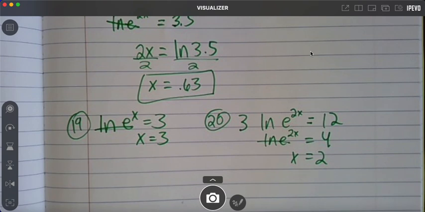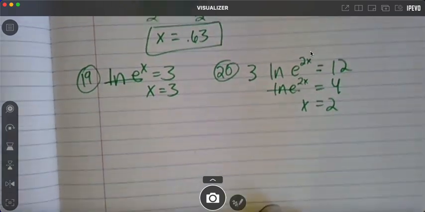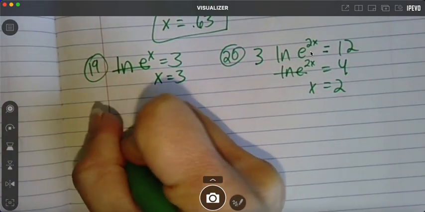Let me just do 22, and then we'll go down to the e to the x's. Let me do 22, y'all do 22 with me.